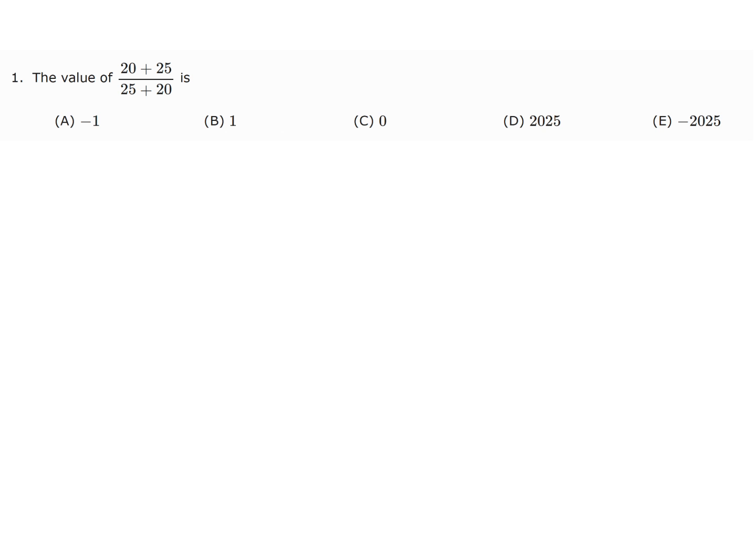The value of (20 plus 25) over (25 plus 20). So 20 plus 25 over 25 plus 20. Well, the top is 45. The bottom is also 45. So that reduces to 1. Therefore, the answer is B.